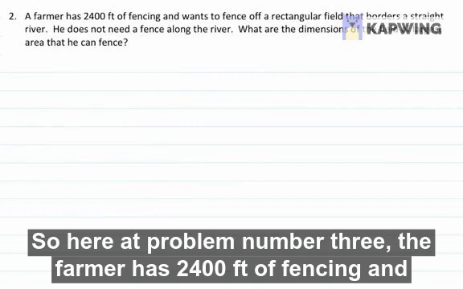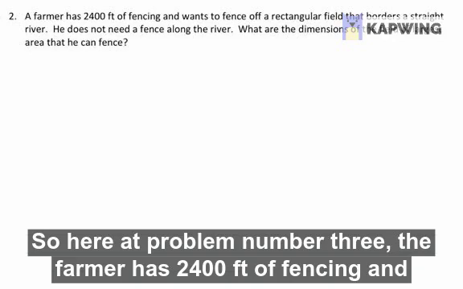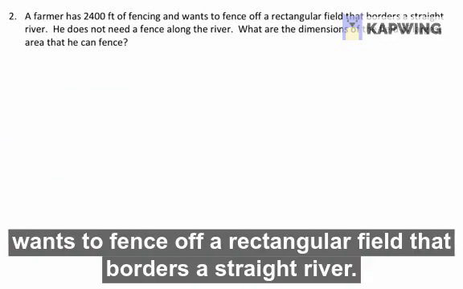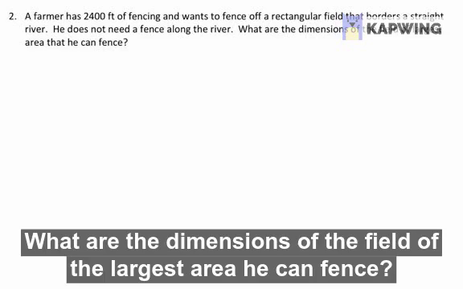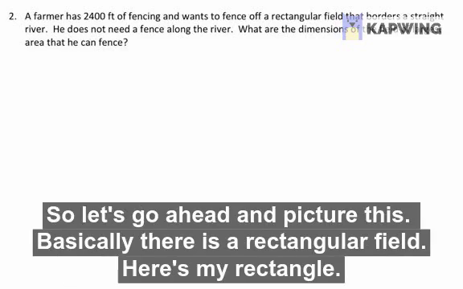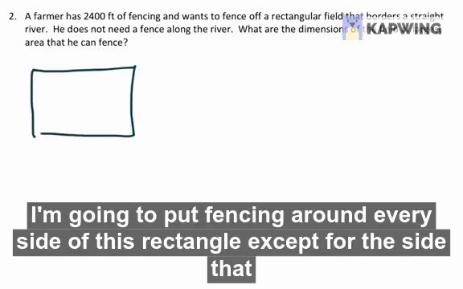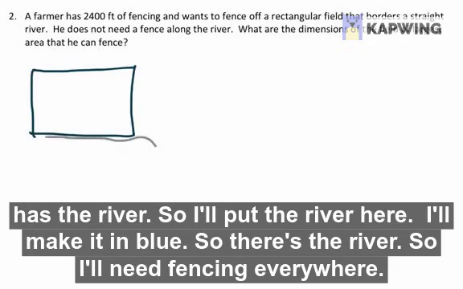All right, so here on problem number 3, it says a farmer has 2,400 feet of fencing and wants to fence off a rectangular field that borders a straight river. He does not need a fence along the river. What are the dimensions of the field of the largest area he can fence? So let's go ahead and picture this. Basically, there's a rectangular field. So here's my rectangle. I'm going to put fencing around every side of this rectangle, except for the side that has the river. So I'll put the river here. I'll make it in blue. So there's the river.